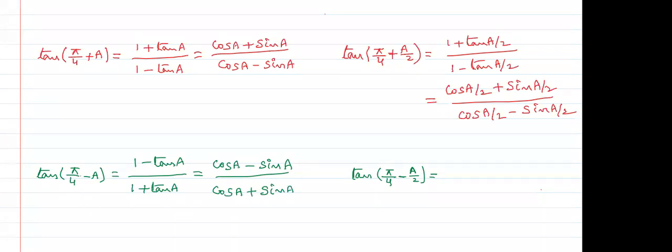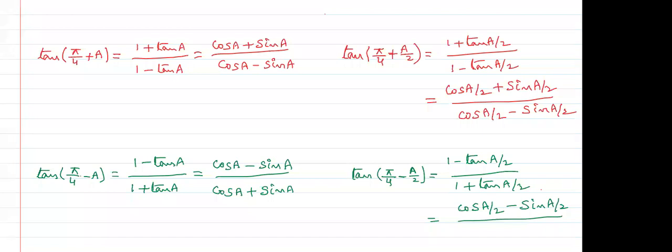And see the submultiple angle formula. What is that? 1 minus tan a by 2 divided by 1 plus tan a by 2. And write that in terms of sine and cos. That is cos a by 2 minus sin a by 2 divided by cos a by 2 plus sin a by 2. These are the multiple and submultiple angle related formulas.